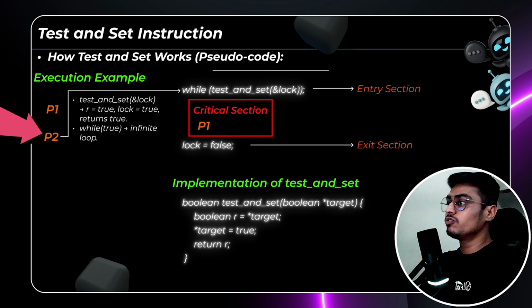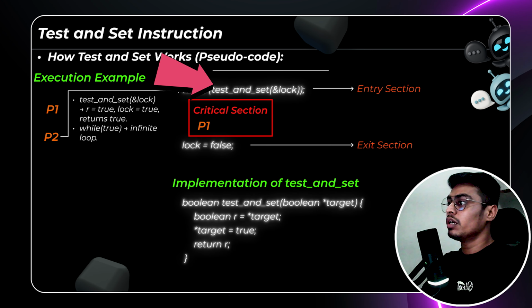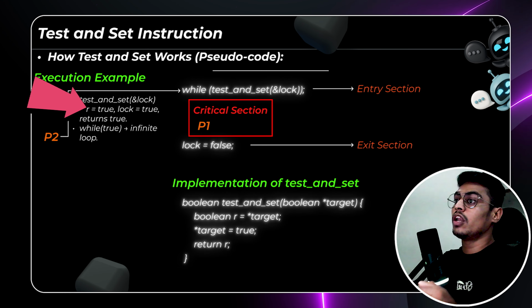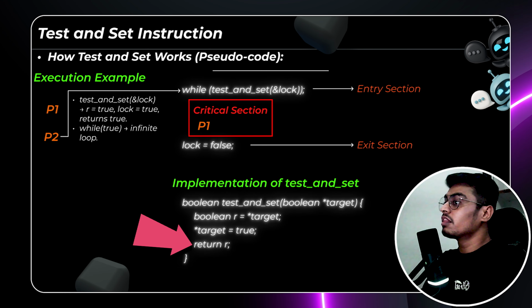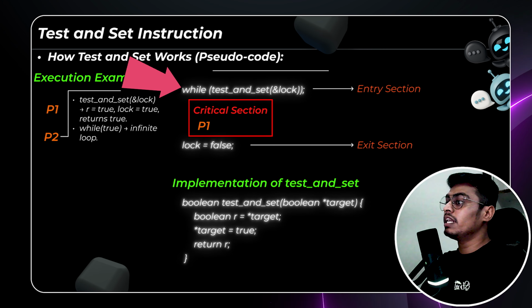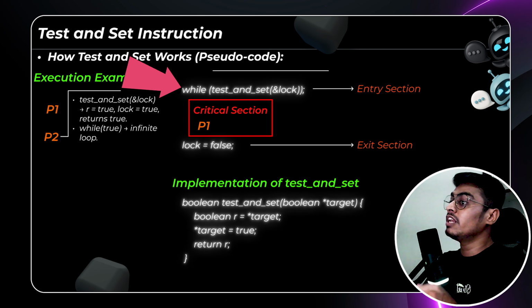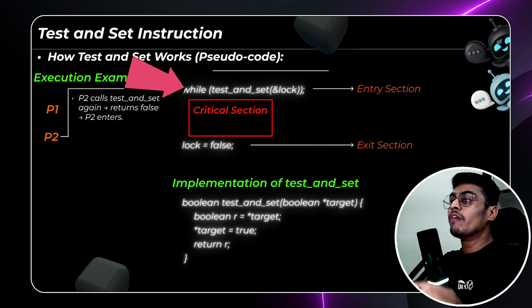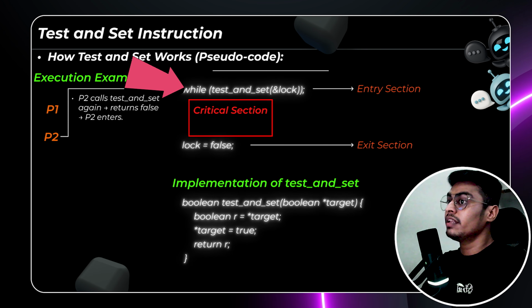When P2 arrives while P1 is in the critical section, P2 calls test_and_set(&lock). Inside the function r is equal to true, the current value of lock. Then lock is equal to true, no change here. The function returns true, and then while(true), P2 is trapped in the infinite loop. When P1 exits, it sets lock equal to false. Now when P2 calls test and set again, it will return false and P2 can enter.